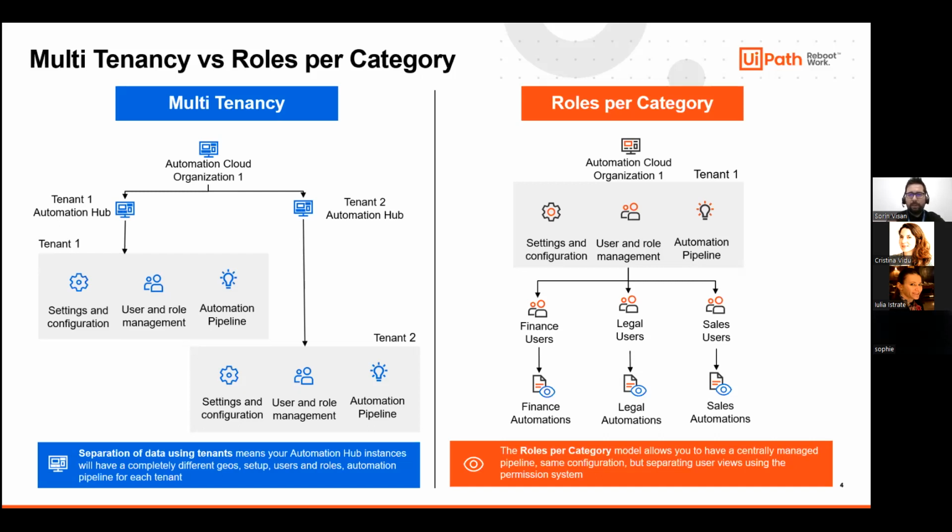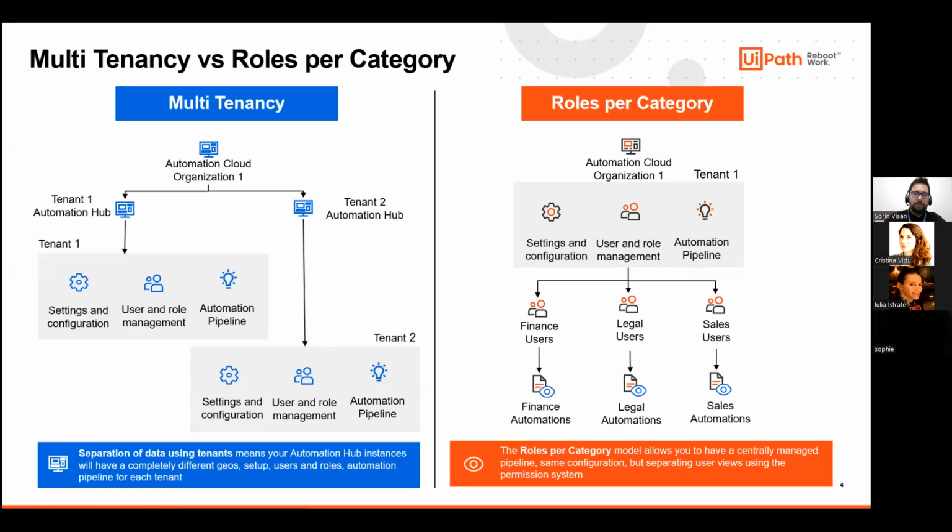Now you'll ask, okay, but how will my users still be separated in terms of what they view and what they can do? That is achieved using our roles and permission system, because you can have your finance users set up to see only finance automations and ideas. Same for the legal users. So using our permission system, as I'll show you in a short demo, you'll be able to do this. You'll achieve this separation of users, and at the same time, in terms of the automation pipeline, you will be able to have a central view of everything.